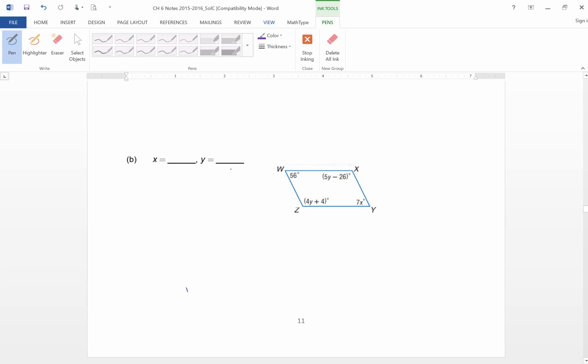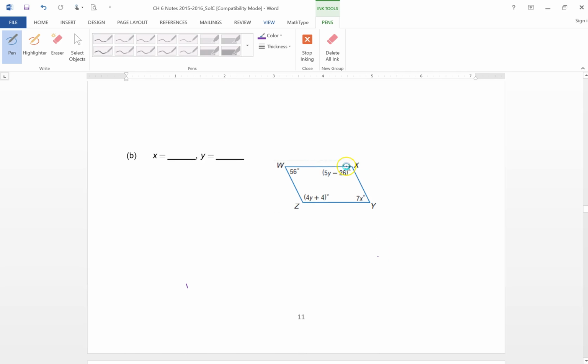Here we're given information on angles, and we know that opposite angles must be congruent. So I say 7x equals 56. X is equal to 8. 5y minus 26 is 4y plus 4. So y is equal to 30. And we're done.